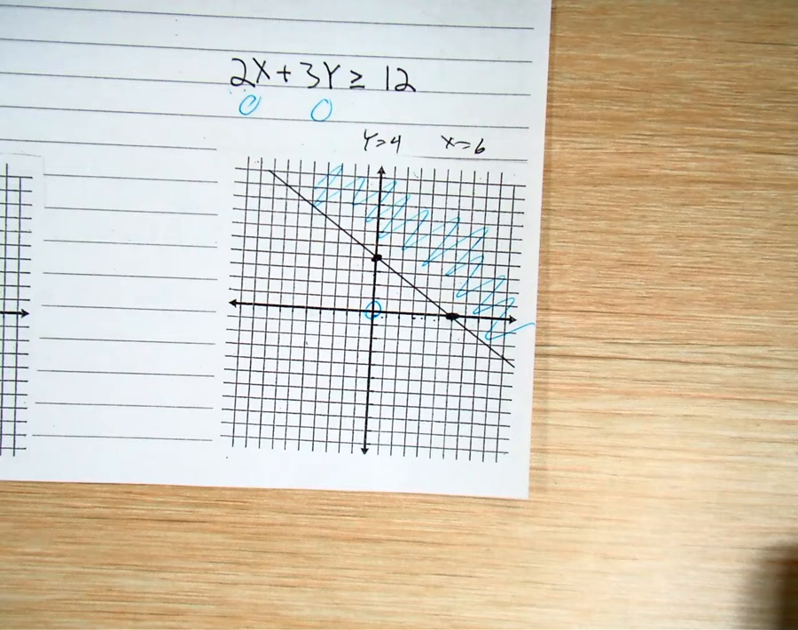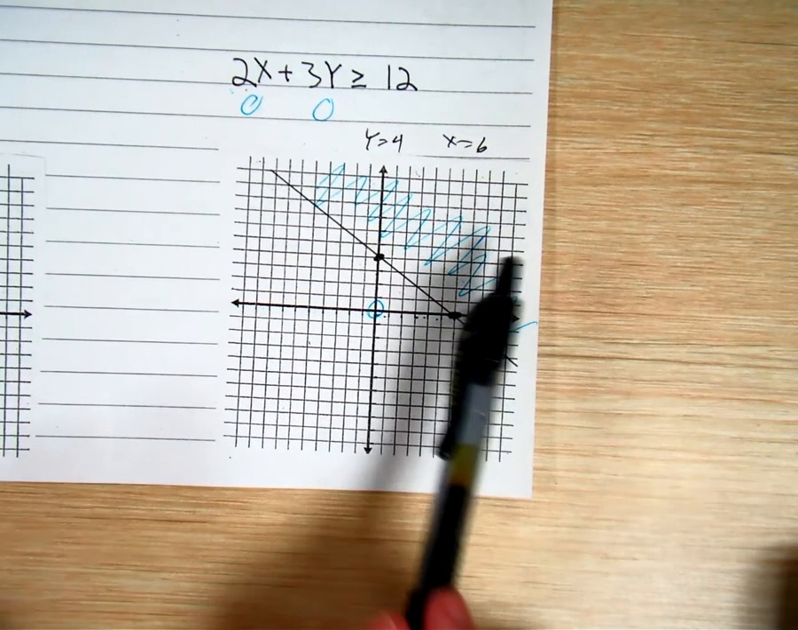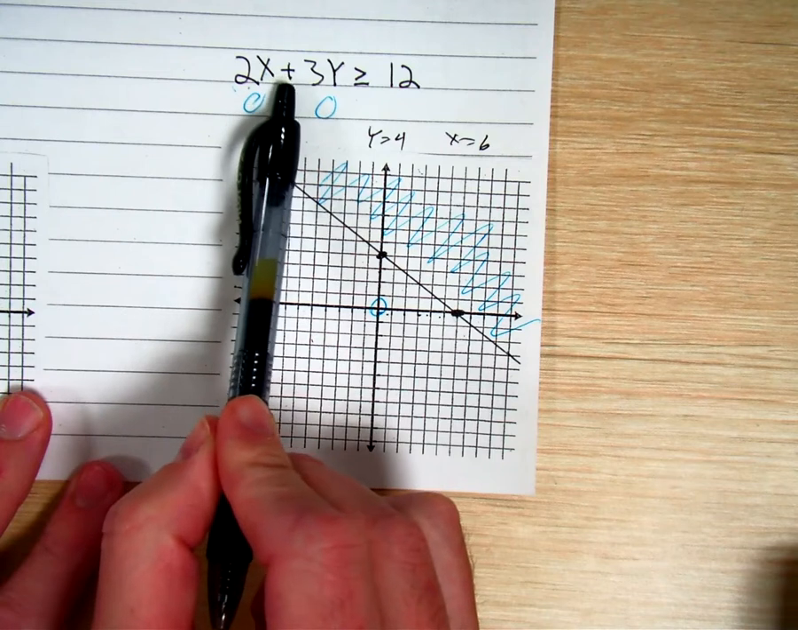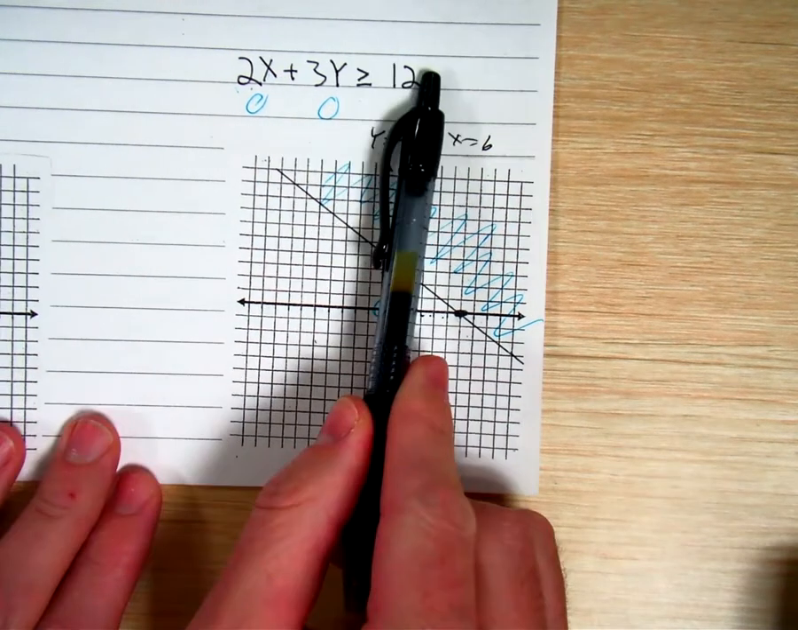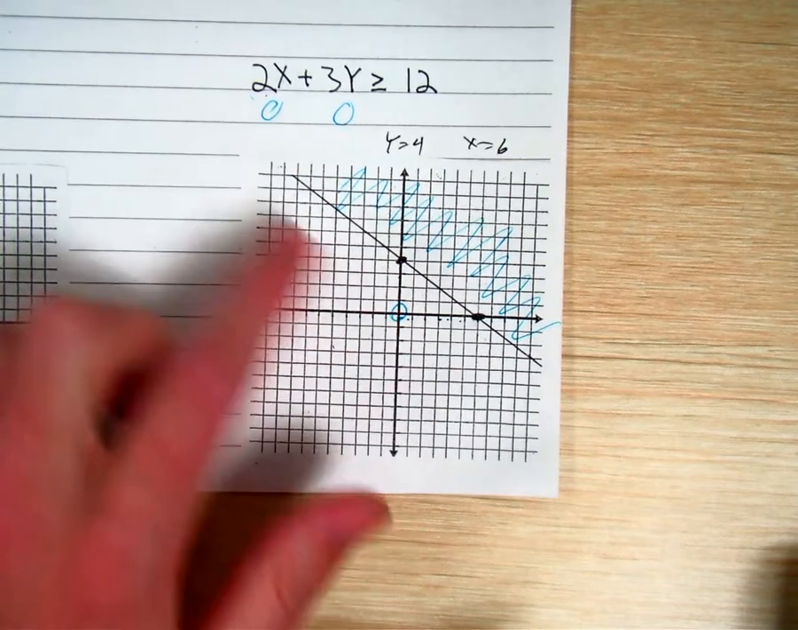Ta-da! Math magical. And some of you guys might have guessed, oh, greater than, go up. Yep, that's true. It worked that time, but it can be tricky if there's a minus sign in there instead, or if this one's a negative. It just gets weird sometimes. So trust me on this, you're going to want to test a point if you're going to do it that way.